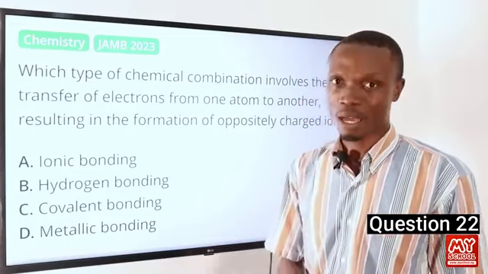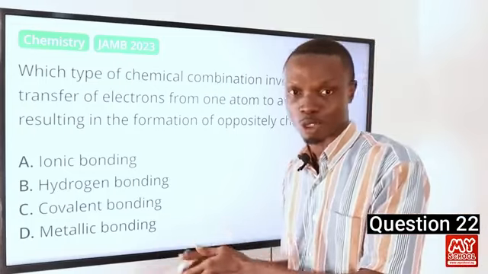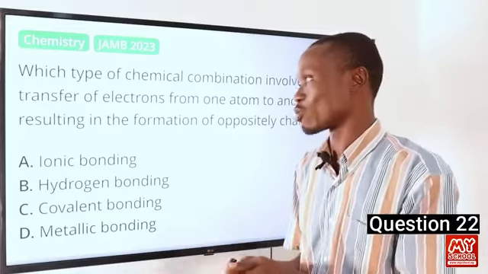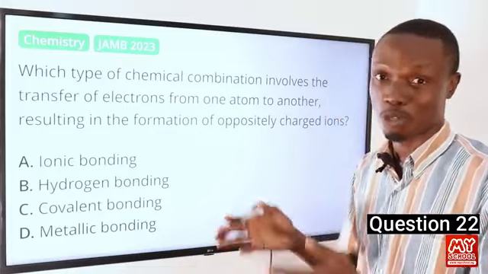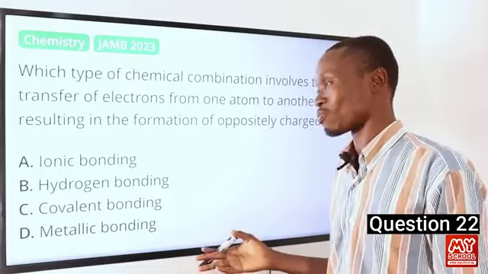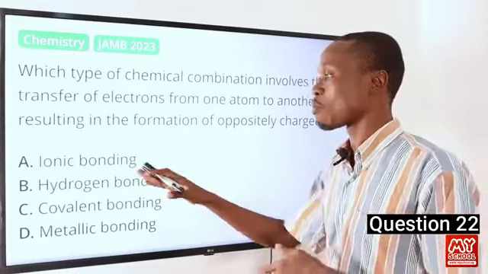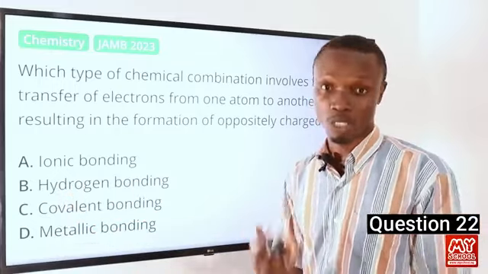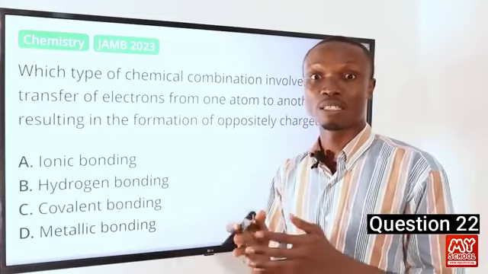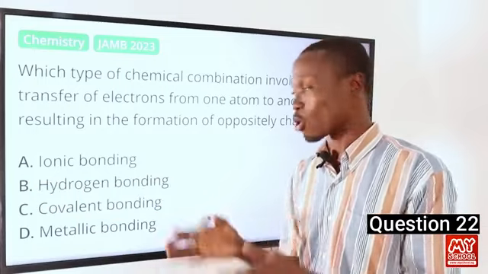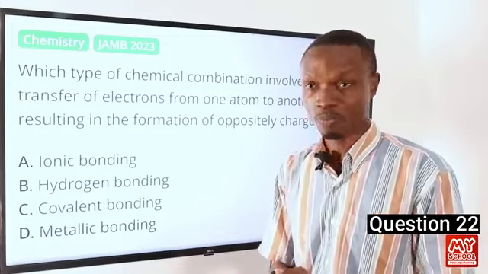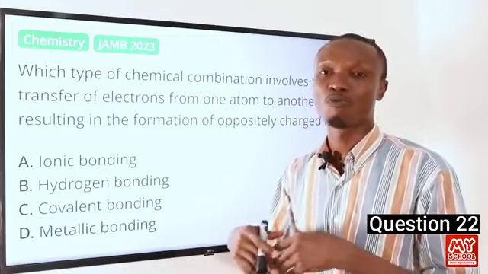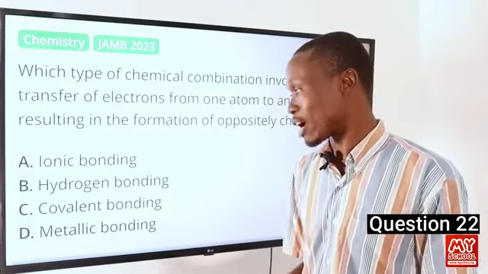The metal transfers electrons to the non-metal, while the non-metal accepts the electrons, resulting in the formation of oppositely charged ions. So option A is our answer, but let me just explain the remaining options. Option B is hydrogen bonding. Hydrogen bonding is a dipole attraction which occurs between a hydrogen atom and a strongly electronegative element like fluorine, oxygen or nitrogen.